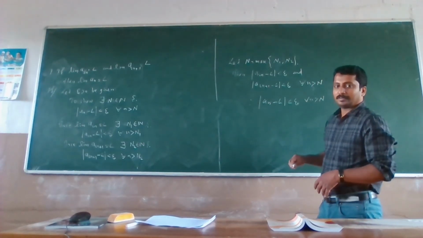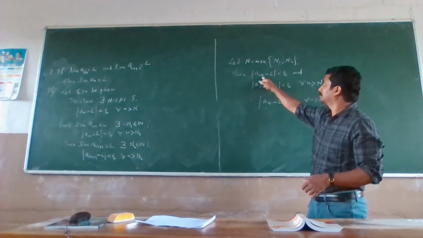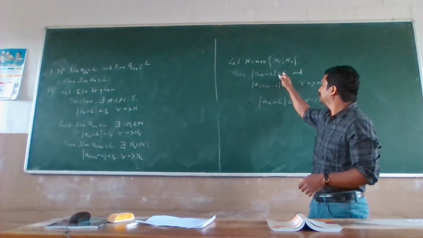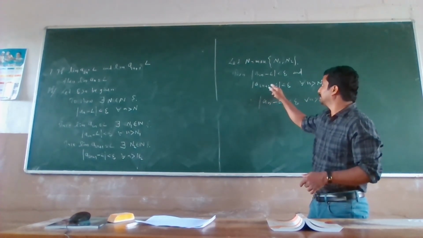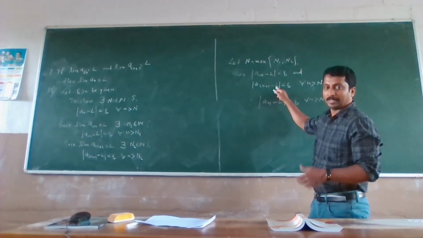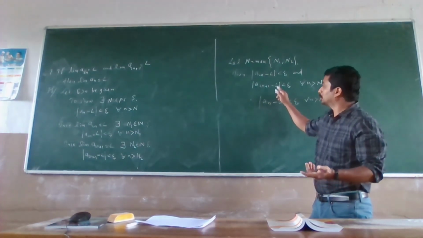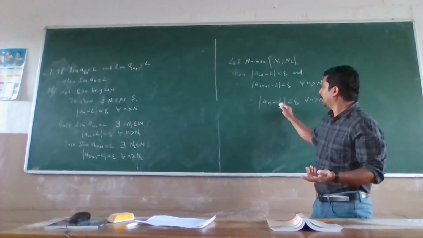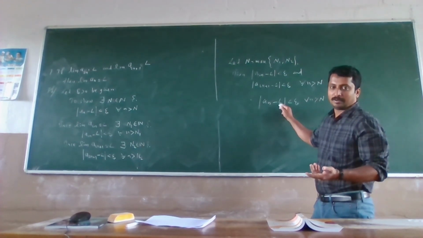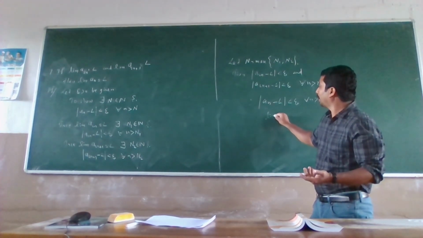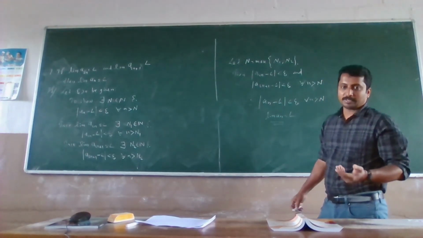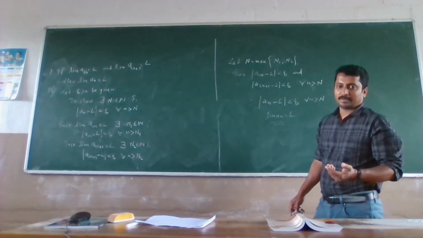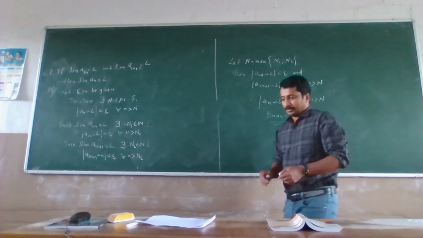Right? The even terms of the sequence lie in this epsilon neighborhood of l, and the odd terms of the sequence also lie in the epsilon neighborhood of l. That means all the sequence points lie in the epsilon neighborhood of l. Therefore, limit of a_n is equal to l. This is what we need to prove. Okay.